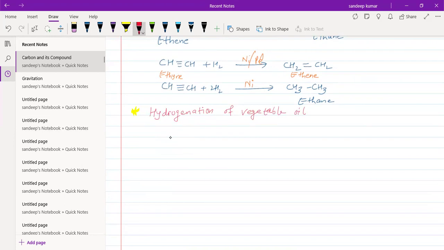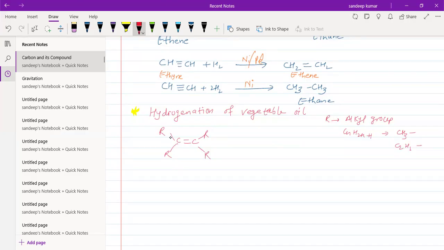What is the formula for vegetable oil? R C double bond C R R R. What is R? Being a good student, you should know R is an alkyl group. The general formula for an alkyl group is CnH2n+1. For example, if you put n equal to 1, you will get CH3, methyl. If you put n equal to 2, you will get C2H5, ethyl, like that.